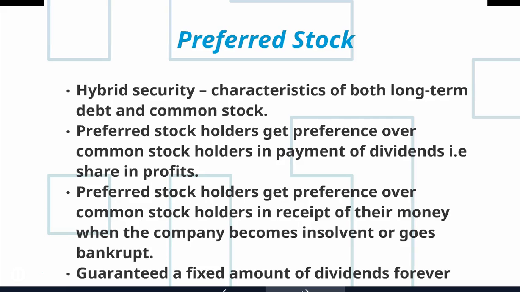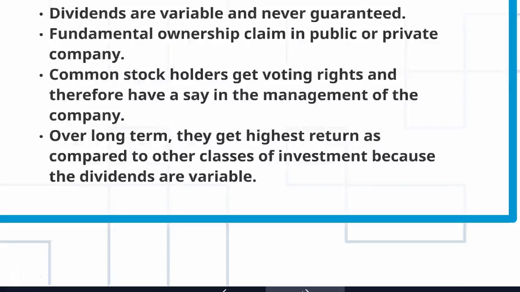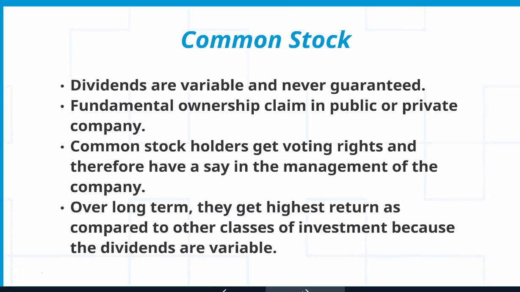Another point to note in payment of profits or dividends is that the preferred stockholders are guaranteed a fixed amount of dividends forever. This is different from the common stockholders, for whom the dividends are variable and never guaranteed.